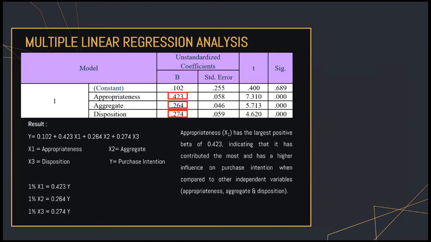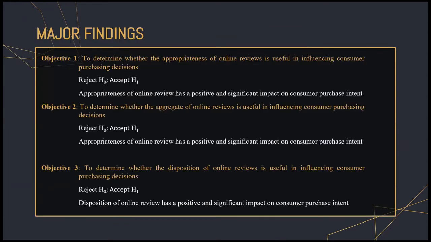For the multiple linear regression analysis, it can be concluded that appropriateness has the largest positive beta of 0.423, indicating that it has contributed the most and has the highest influence on purchase intention compared to the other independent variables. Additionally, an increase of 1% in appropriateness may result in a 0.423 unit increase in purchase intention. Hence, from the research, it can be concluded that appropriateness of online reviews has a positive and significant impact on consumer purchase intent based on the result of the multiple linear regression analysis, as discussed just now.